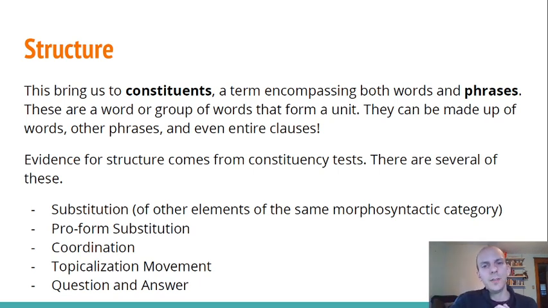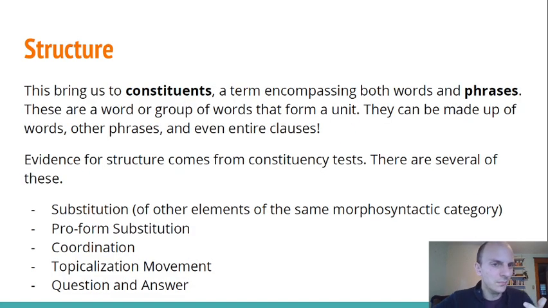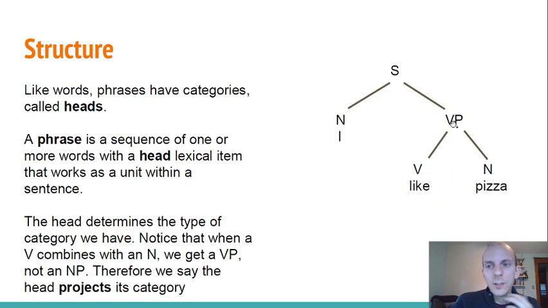And here we get to another crucial part, another crucial term, which is constituents. Constituents are the nodes, the chunks of language which we draw into our trees. So this encompasses both individual words, like this noun, I, and verb, like, and noun, pizza. Those are all constituents. Those are all pieces. But so too are phrases, constituents. So this verb phrase here is also a constituent. It's also a piece.